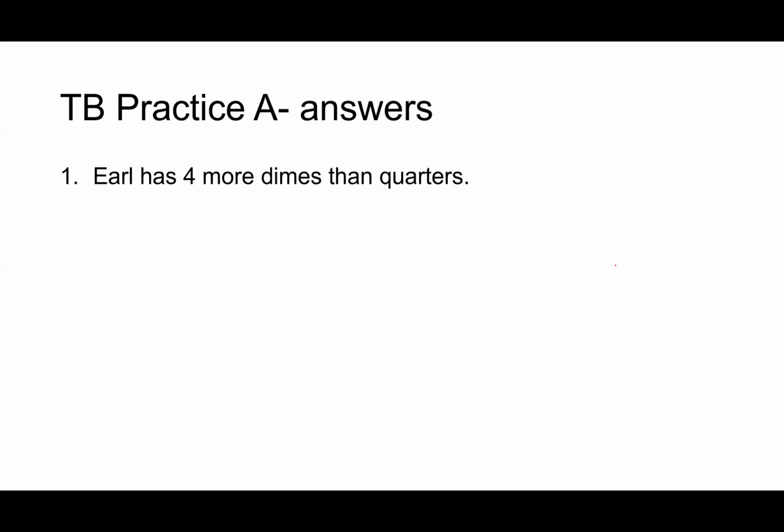Let's look at number 1. Earl has 4 more dimes than quarters. That's going to be true for A, B, and C, because it's at the top there. Let's draw a comparison model with two bars. We've got dimes and quarters, and we agree he has more dimes than quarters. So I'm going to draw his dimes bar bigger and the quarters bar smaller, and this difference right here is 4. It doesn't tell you to write an algebraic expression, but let's do that really quick.